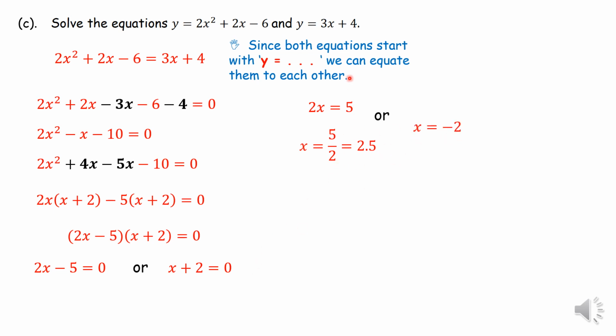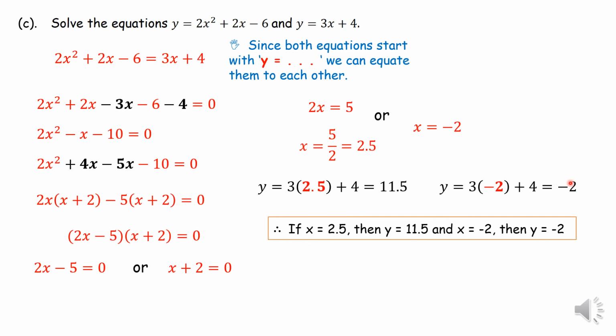Now I'm going to take my linear equation y equals 3x plus 4, and substitute when x is 2.5, and I get 11.5 as an answer. I'm also going to substitute when x is negative 2, and 3 times negative 2 is negative 6, and negative 6 plus 4 is negative 2. So these are my solutions. If x is 2.5, then y is 11.5, and if x is negative 2, then y is negative 2.